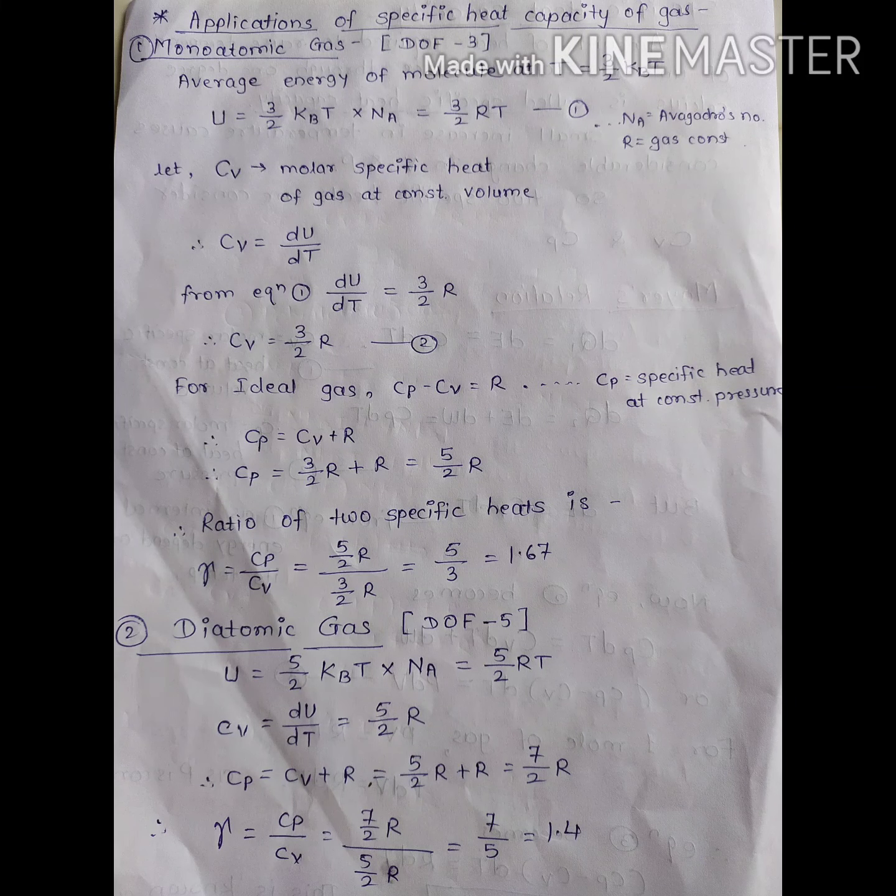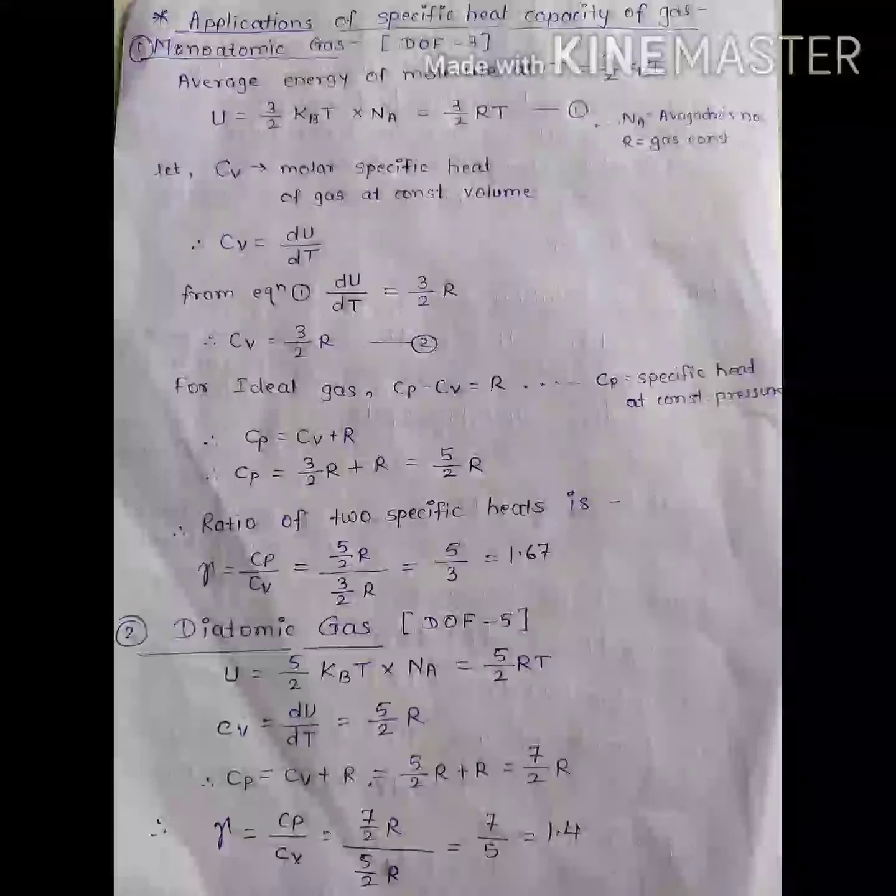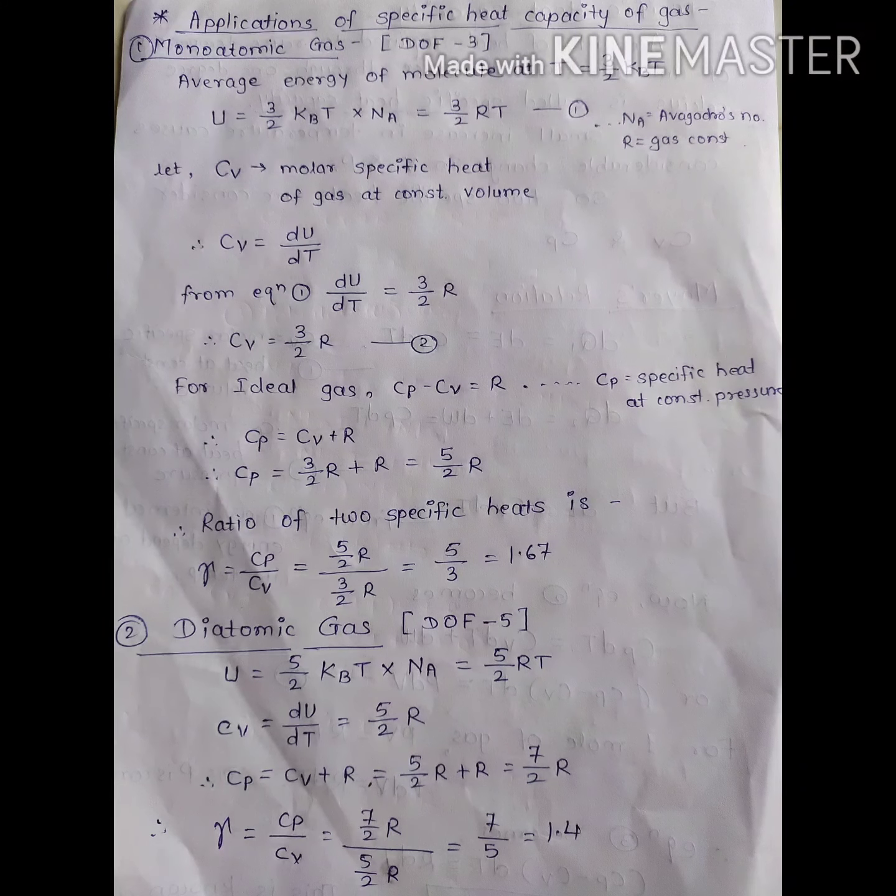Therefore, the ratio of the two specific heats, gamma, is equal to Cp upon Cv is equal to 5 by 2 R divided by 3 by 2 R. Here R and R get cancelled, 2 and 2 get cancelled. Therefore, the ratio is 5 by 3, that is 1.67.